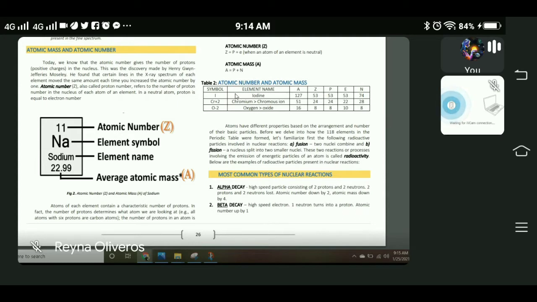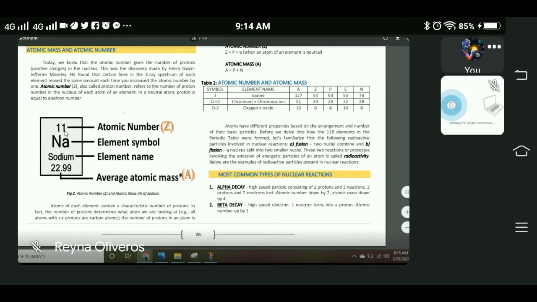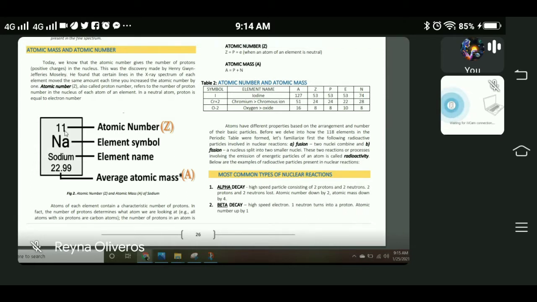In a neutral atom, the number of protons is equal to the number of electrons. If you look at the illustration, it shows the different parts of an element. On the periodic table of elements, the one on top is the atomic number, the one in the middle is the symbol, this one, sodium, is the element name, and at the bottom is the average atomic mass.